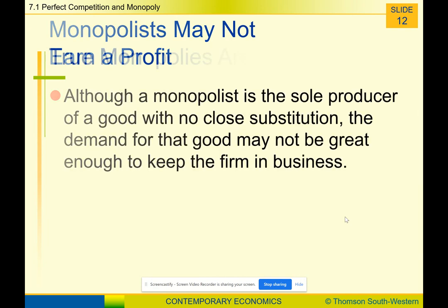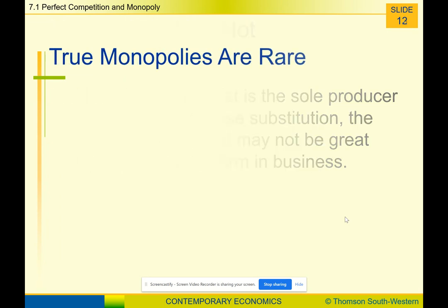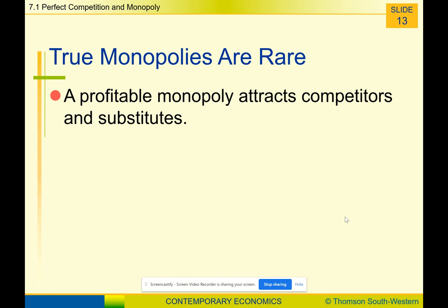Monopolists may not earn a profit. Although a monopolist is the sole producer of a good with no close substitution, the demand for that good may not be great enough to keep the firm in business. Just like how pure centrally planned economies don't exist, true monopolies are rare. A profitable monopoly attracts competitors and substitutes.